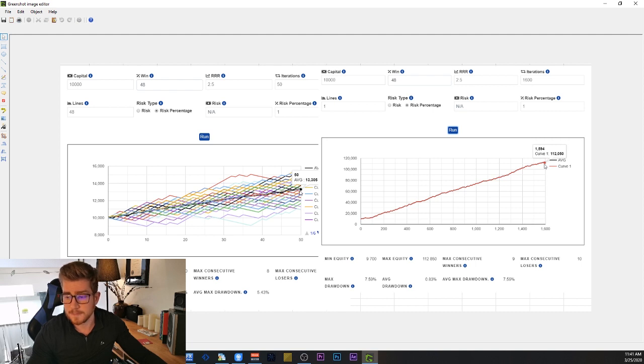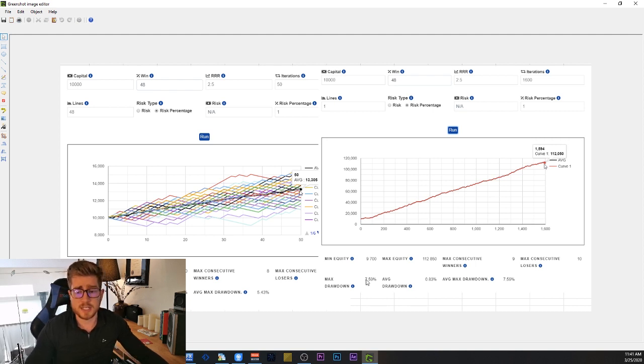And then on the flip side, this is a 4-year graph. So it was 50 iterations over 4 years is 1,600 iterations, 1% risk, and you'll 11 times your account with similar drawdown, 8% this time.